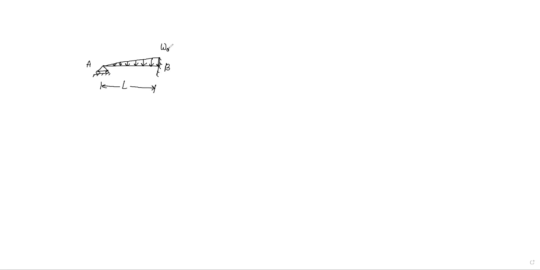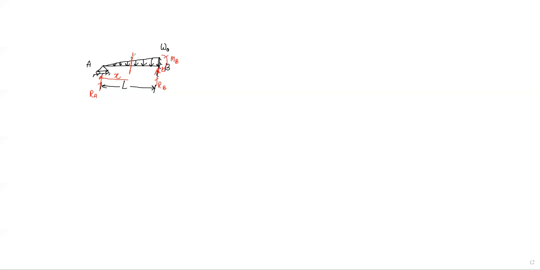So let's use the method of sections. First of all, let's draw a section over here, at a distance x from this end. Apart from this, you should always start with the free body diagram. At end A, you will have the reaction that we call RA. At end B, you will have the reaction RB. We'll also have the moment here, MB, since it's fixed.